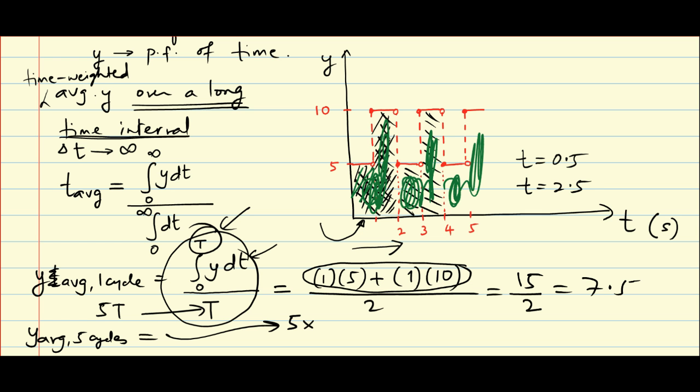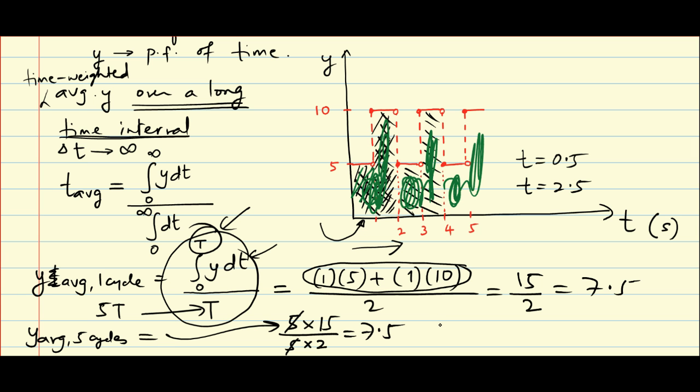So your total area is now going to be 5 times 15, and you're going to divide by 5 times the time period. So 5 into 2. In other words, this 5 and 5 will cancel, and once again you will get 7.5 as the average value over 5 cycles. Now the same thing will obviously happen when you calculate the average value over 6 cycles or 7 or 100 or 1 million cycles.